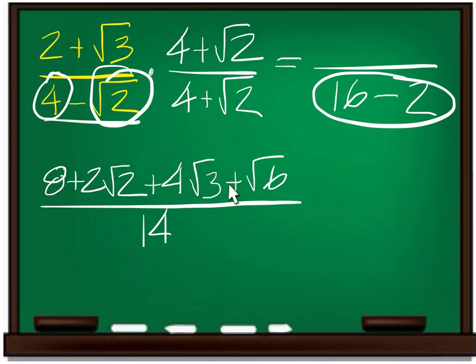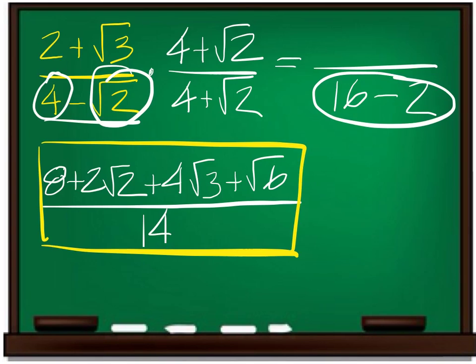Square root of 2, 3, and 6. Can't simplify that. We have an 8, 2, 4, and a 1 right here that is not written. Can't simplify that. So your final answer would end up being this.